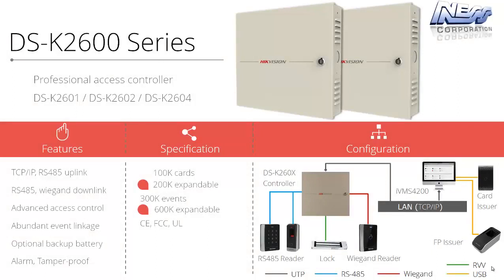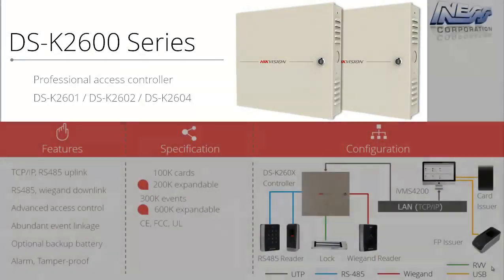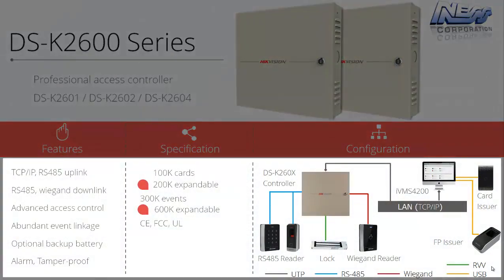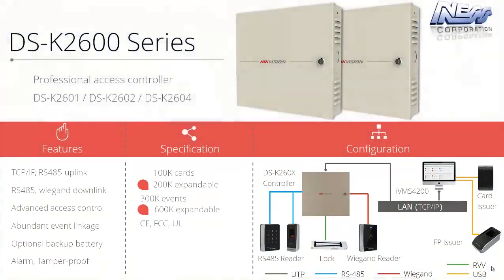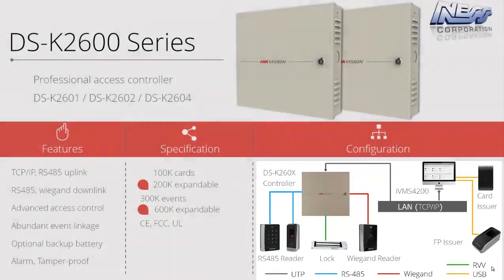The professional controller, being the 2600 series, has some special features written for NES for the Australian market. It comes in 2 different models, being a 2-door or dual-door system, as well as a 4-door version. By adding multiple controllers onto the network, you can build the system up to support hundreds of doors. Each controller can support up to 4 Wiegand readers or 8 RS485 readers. Each controller will support up to 100,000 cards and will log up to 300,000 events.